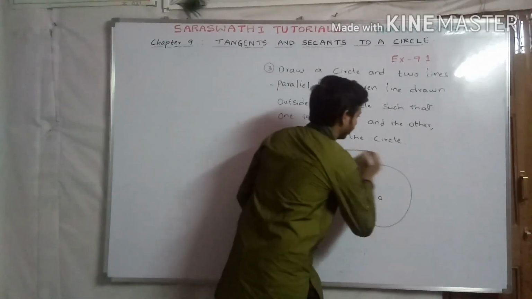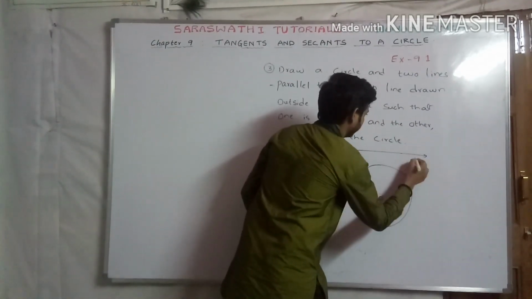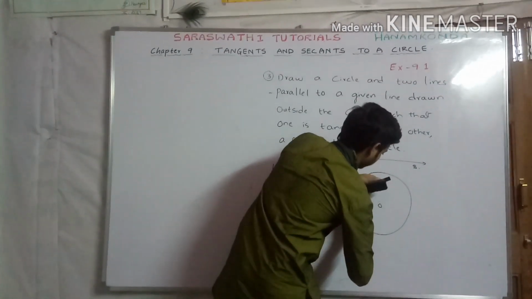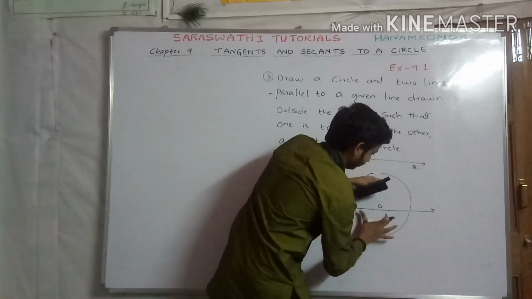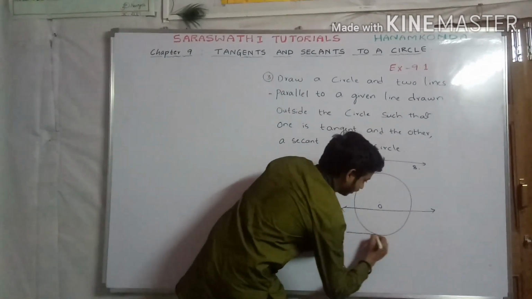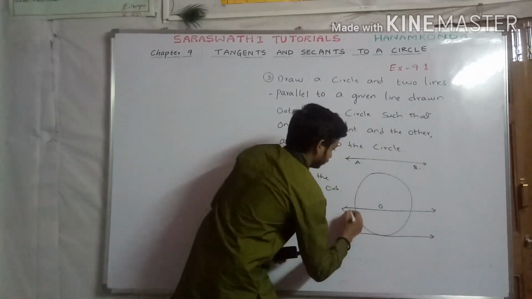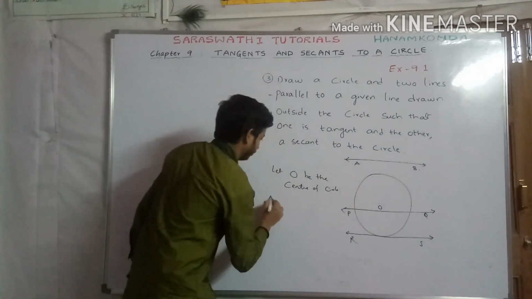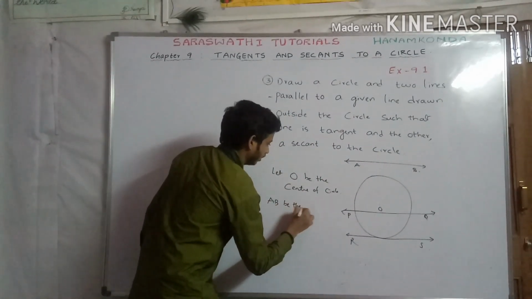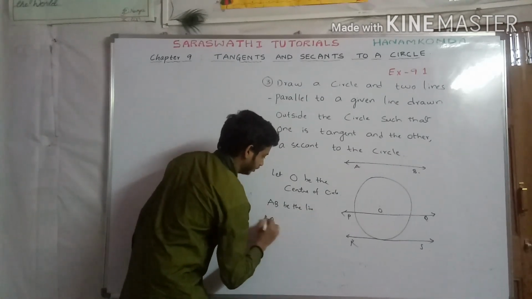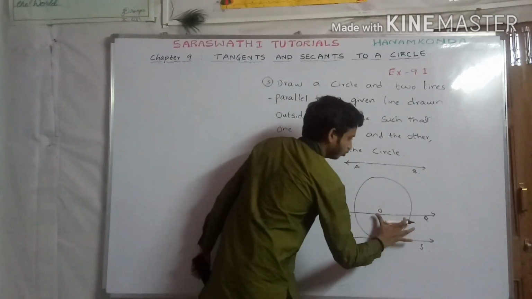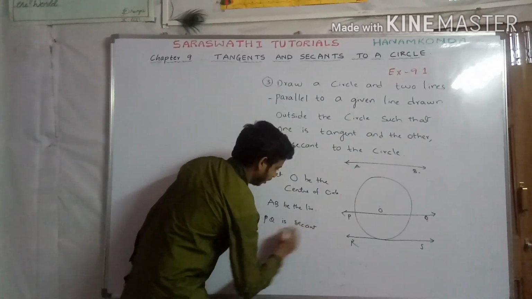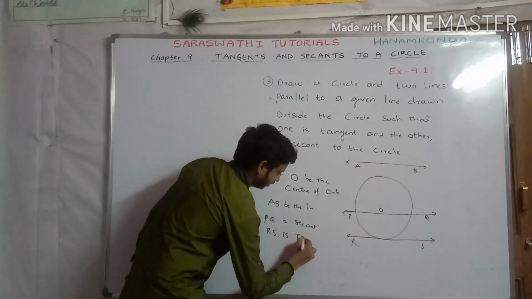Using a ruler, draw a line AB. Without disturbing the ruler, draw two lines such that one line meets the circle at 2 points and the other line meets the circle at 1 point. Let it be PQ and we take the other as RS. Let AB be the line. Since PQ meets the circle at 2 points, it is said to be a secant. PQ is the secant and RS is the tangent.